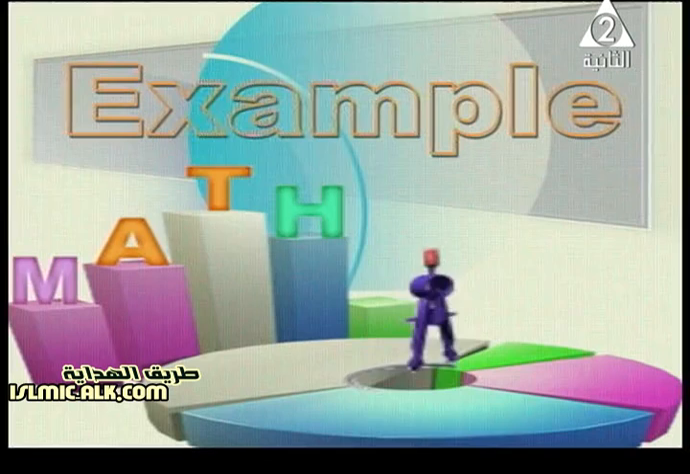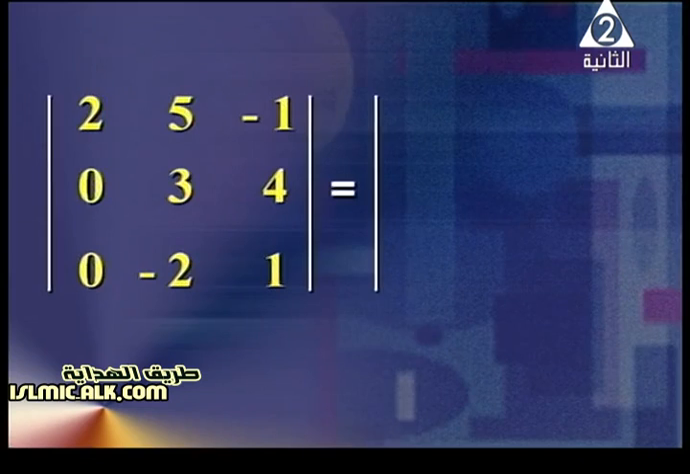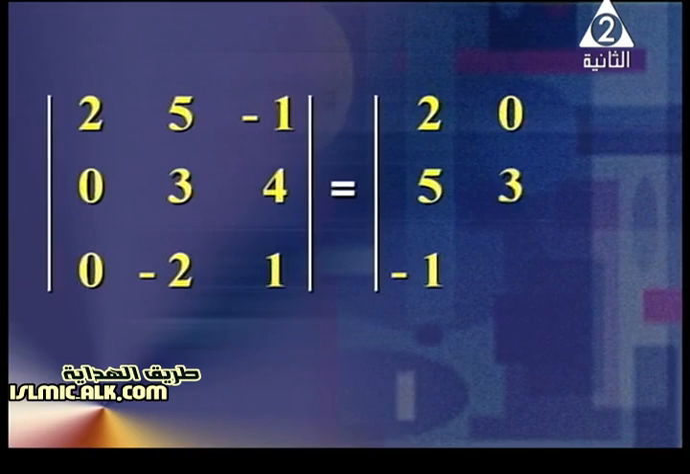Now we translate to another example. Look at the determinant: first row 2, 5, negative 1; second row 0, 3, 4; third row 0, negative 2, 1. This equals the determinant with first column 2, 5, negative 1, second column 0, 3, 4, third column 0, negative 2, 1.